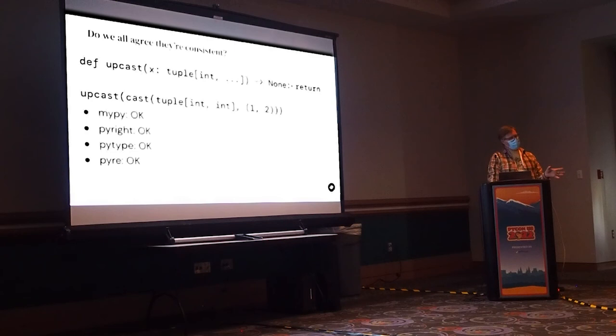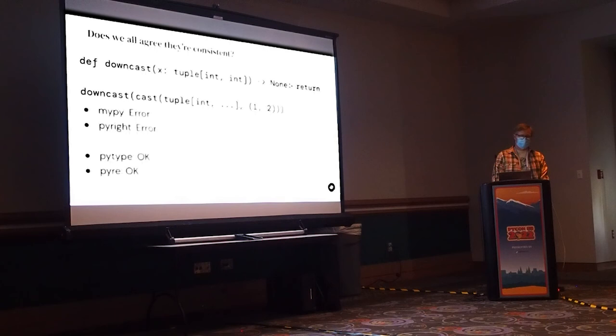So do we all agree they're consistent? So I wrote another function that would allow me to upcast from a pair of ints to a tuple of ints. This should be okay if I can cast implicitly up from a pair to a variadic tuple of ints. And everybody agreed that was okay. Can I downcast from the variadic tuple to the pair of ints? And MyPy and PyRight say it's an error, which is probably good, but they don't agree that there's a subtype relation, which is interesting. PyType and Pyre both actually said that was okay. So my interpretation is that PyType and Pyre are treating this as a kind of consistency relationship. It's not subtyping. And just like any, it allows implicitly upcasting and downcasting, though one of those is not safe. And then my PyCompilate is treating it also as a kind of consistency, but it's not allowing downcasting.